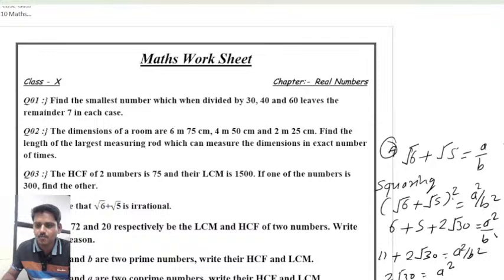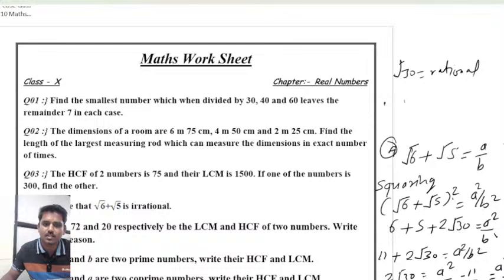What have we assumed? We have assumed that root 6 plus root 5 equals a upon b is rational. That is wrong. So the correct answer is that root 6 plus root 5 is irrational. This method is called proof by contradiction. Here we assume that the given number is rational, and we get a contradiction at last. So our assumption is wrong and hence this number is an irrational number.